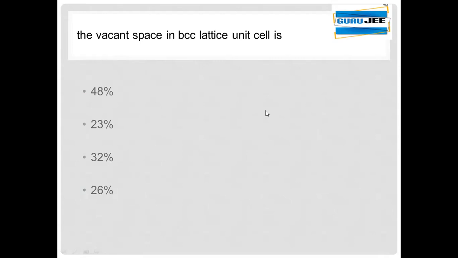We already proved it and got a numerical value, some percentage. Do you remember it? Out of 100, what's the percentage of packing efficiency in BCC? We have written it down there. 68%. For BCC, the packing efficiency is 68. So from that, we can easily find out the vacant space.